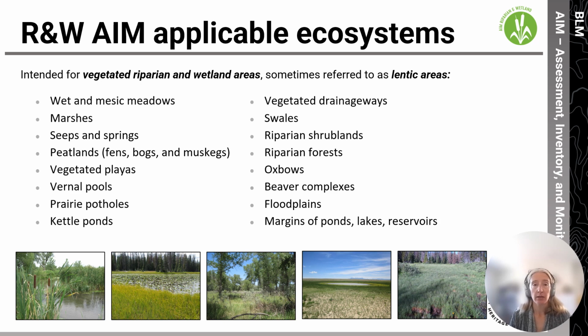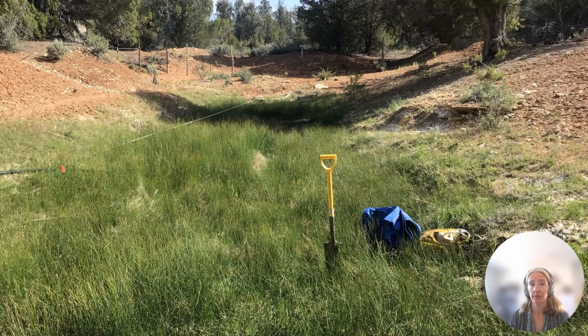There is a wide range of habitats that this protocol covers, from wet meadows to riparian forest, springs, playas, and everything in between. I'm just going to quickly show some examples of types of sites that have been sampled in the monument. So you can see this is a very small site, and it's a vegetated slope drainage way from a seep or a spring.